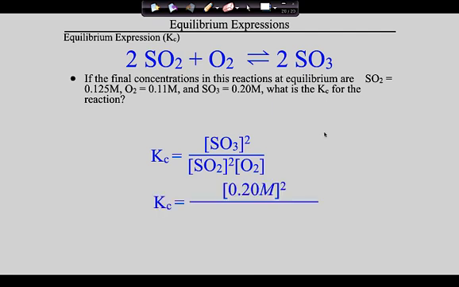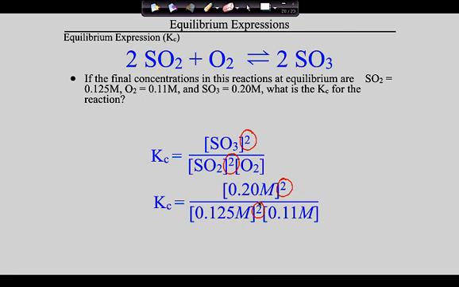So now that you've had a chance to plug in the values, you'll notice that the concentration of SO3 is 0.20 molar. Notice that I did label it molar and that it is squared. Don't forget the exponent. Then the concentration of SO2 is 0.125 molar. Again, that too is squared. A very common mistake was to not put the exponents here or to forget them, moving them down to here. And then the concentration of O2 is 0.11 molar.